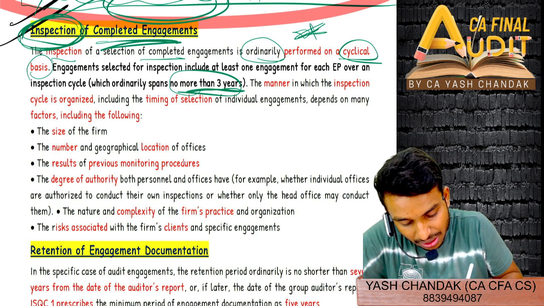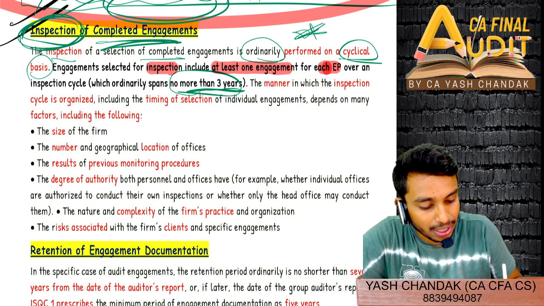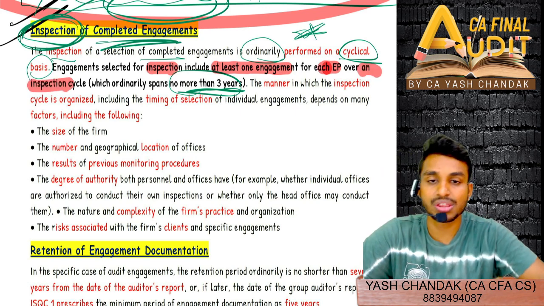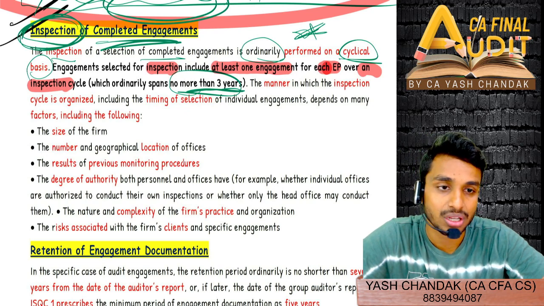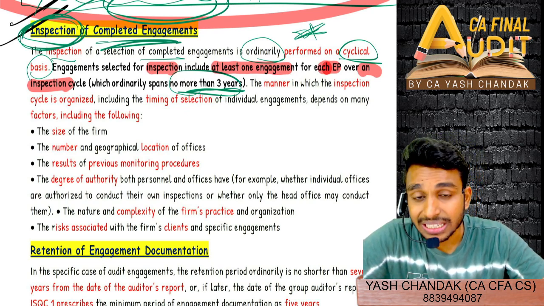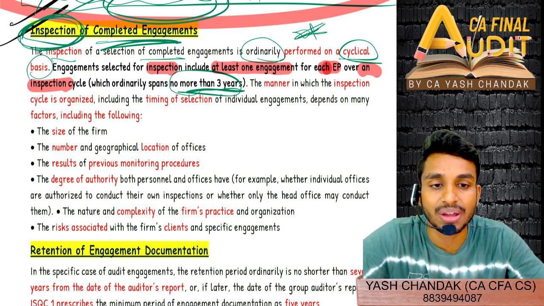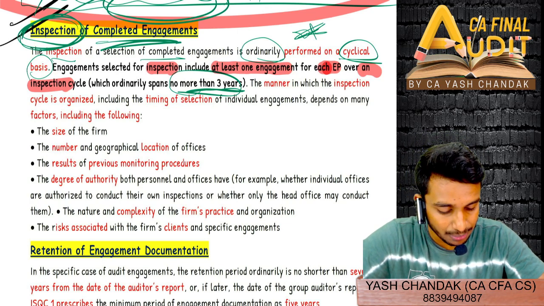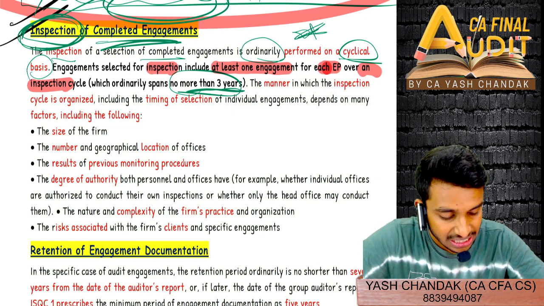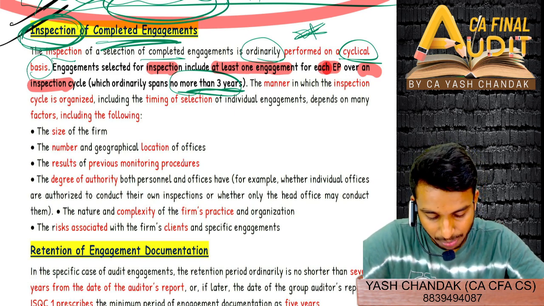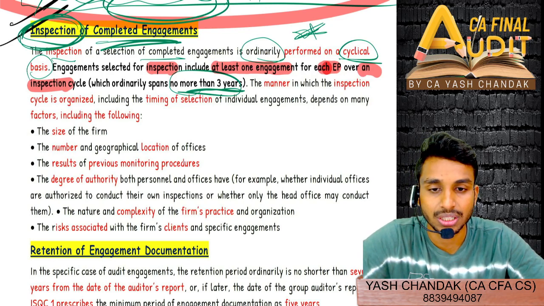However, they say that engagements selected for inspection include at least one engagement for each engagement partner over an inspection cycle. So this can be asked to you in an MCQ as well. Please be aware of this. They have not yet been asked. Whenever I tell you something is important, it can definitely be framed into a question. That is what I'm telling you. So this can easily be framed as a question: at least one engagement for each engagement partner over an inspection cycle should be selected for inspection. Everyone clear?